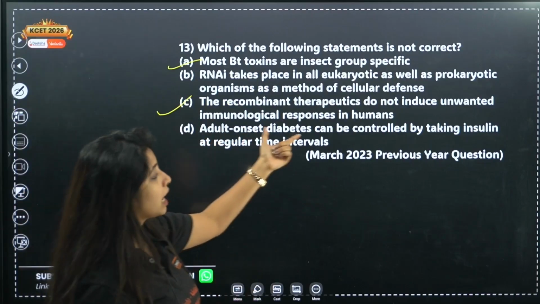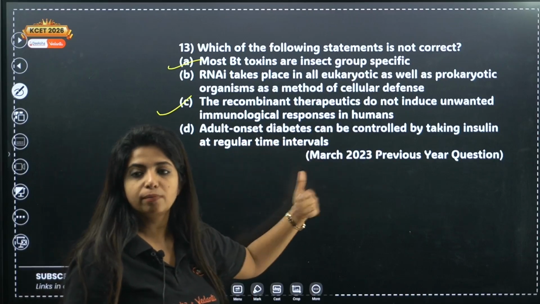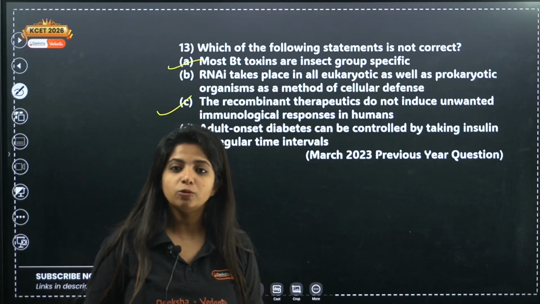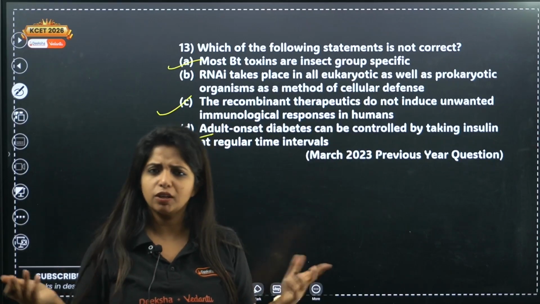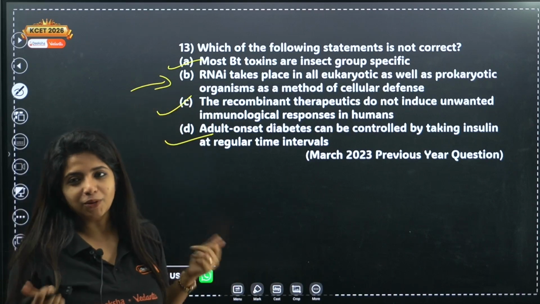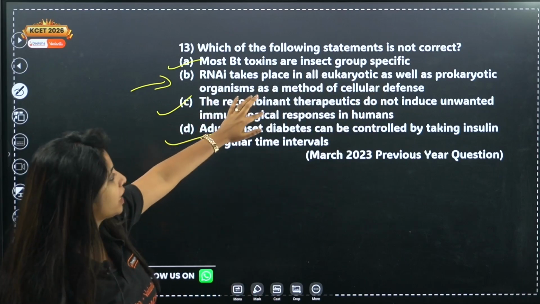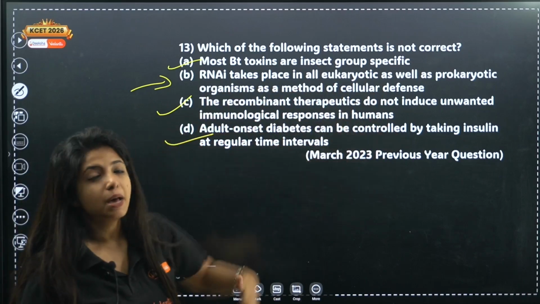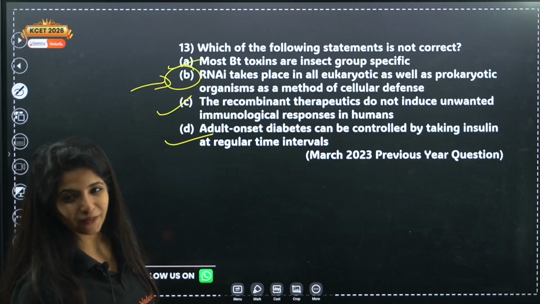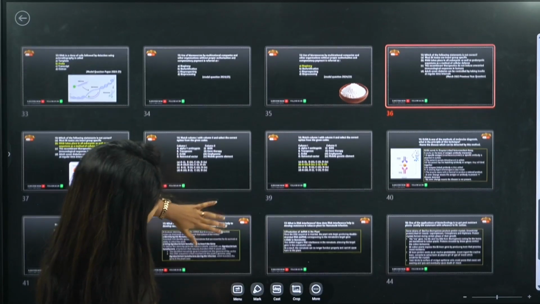Now, adult onset diabetes can be controlled by taking insulin at regular time intervals. Can diabetes be controlled by taking insulin at regular time intervals? Yes. If at all we are giving the hormone that can trap all the glucose and convert it to glycogen, then why not? So we are left with only one particular statement, and this statement could be the odd one out. RNAi takes place in all eukaryotic as well as prokaryotic organisms as a method of cellular defense. Ma'am, I do not know what is RNAi. That is RNA interference. Let's talk about it, and probably we will be finishing up the questions even faster.